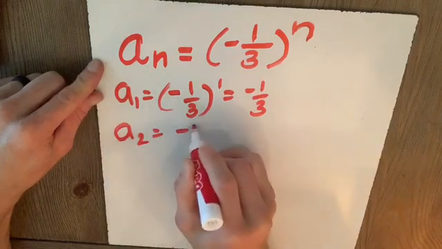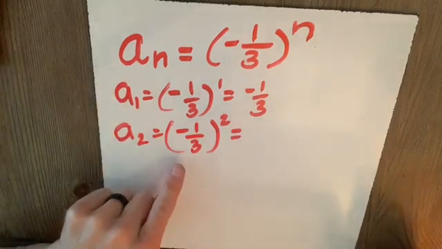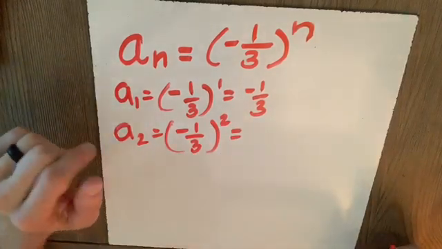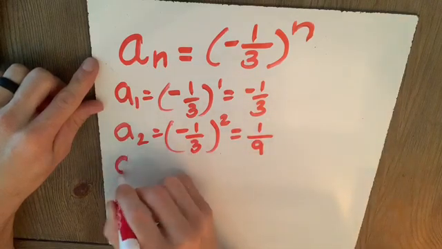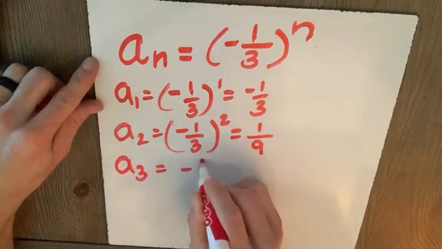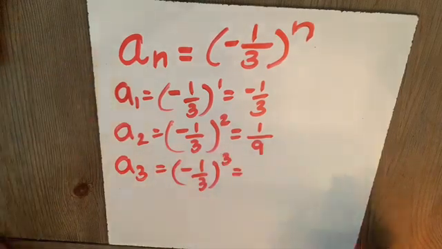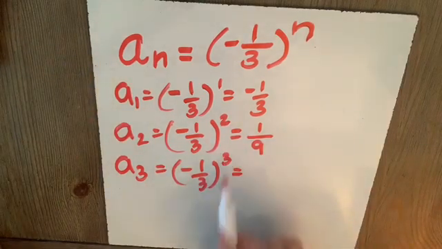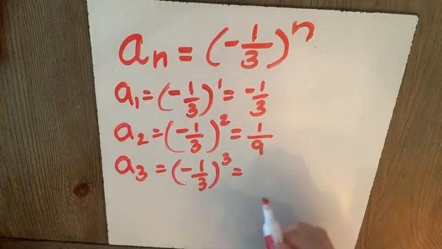A2 is negative 1/3 squared. Now, this is negative times negative, 1/3 times 1/3. Of course, that'll give us positive 1/9. A3 is negative 1/3 to the third power. It's good to know your base 3 to multiple powers. That's a good one to know. 3 times 3 times 3 is 27.